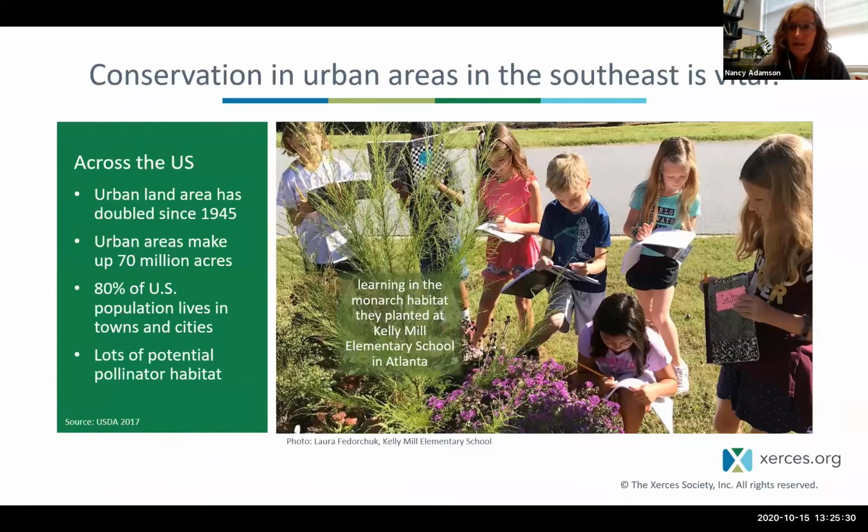So urban land area increased more than twice the rate of population growth from 1945 to 2012. And 80% of the US population lives in towns and cities now. So there's a lot of potential benefits for any work you're doing to support pollinators in urban areas, not only in terms of the actual on-the-ground pollinator habitat, but in terms of raising awareness of the importance of these critters for our world.